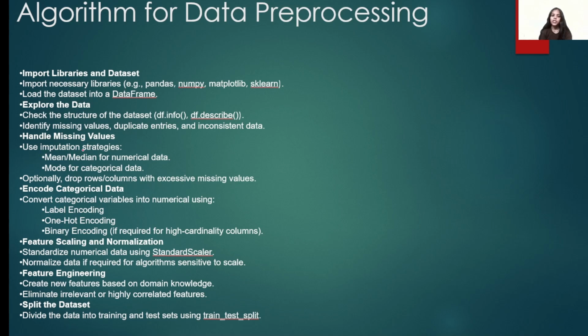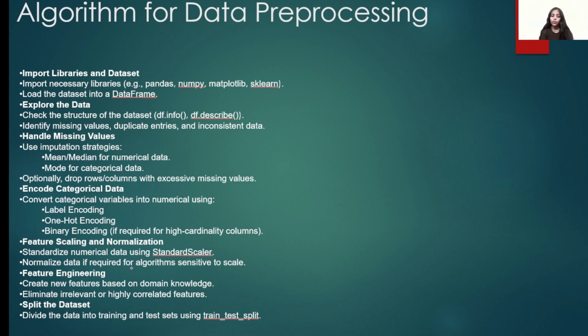Third thing is handle missing values. We can use imputation strategies like mean, median for numerical data, mode for categorical data. Optionally, we can drop rows or columns with excessive missing values. Then encode categorical data. Here we have to convert categorical variables into numerical using label encoding, one hot encoding, binary encoding if required. And then feature scaling and normalization. We can standardize numerical data using StandardScaler.